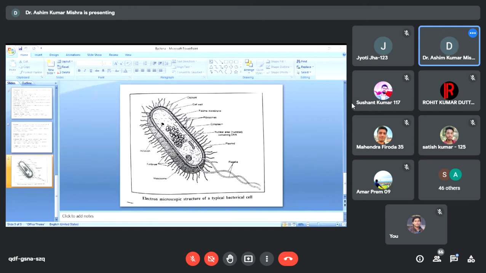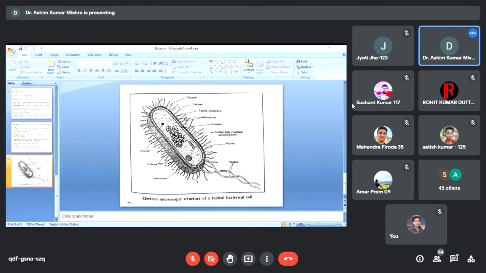Safranin. Is it? Yes, its name is safranin. So this is why it is gram-negative, gram-positive, because this is based on the charge present in the cell wall of the bacteria.